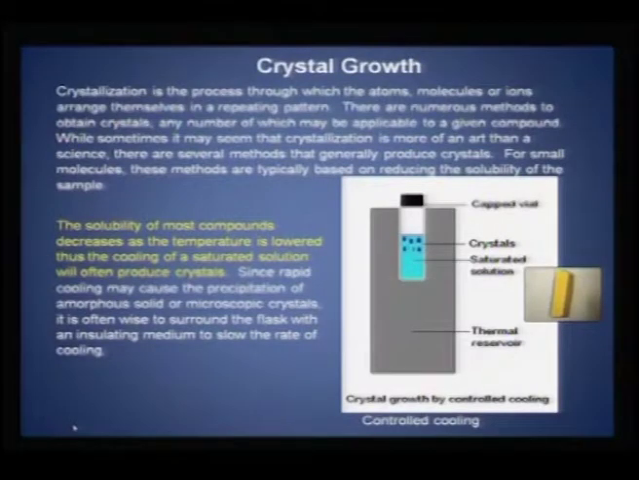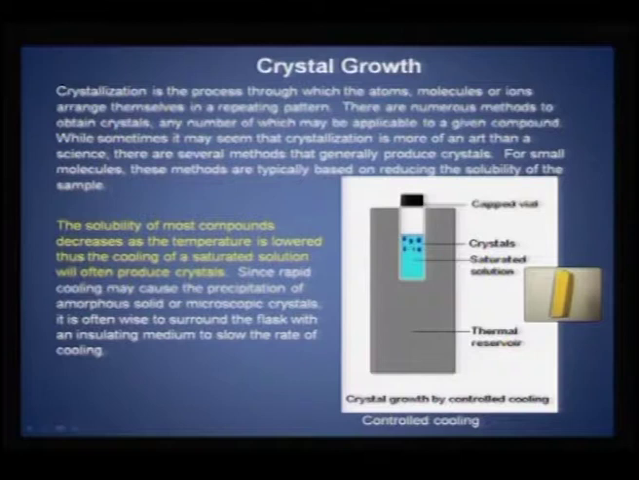So, these are some of the issues that we need to think about, especially when you are playing with the solution route. This is the most popular crystal growth route that any organic or inorganic chemist would go for, and this is crystal growth using controlled cooling, where you take a saturated solution and then start cooling in a very systematic way. You do not go for abrupt cooling, but you do it in a phased way, and then you can see crystals coming out of the saturated solution.